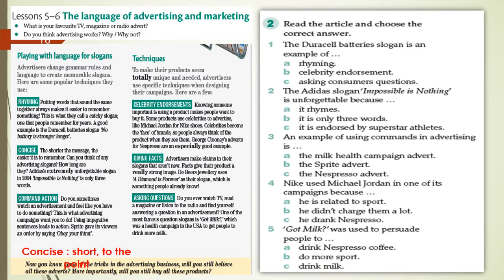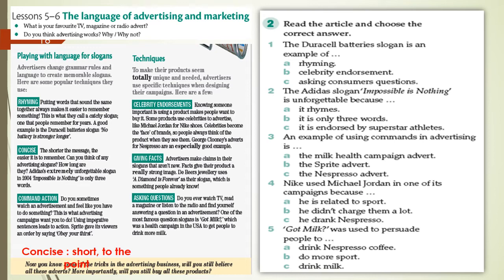Number 1, celebrity endorsement. Celebrity means a famous person, like an actor, like a football player. Knowing someone important is using a product makes people want to buy it. Some products use celebrities to advertise, for example Michael Jordan. Michael Jordan, this is a football player. A player for what? For Nike. Now he is making advertisements for Nike shoes. If you see Michael Jordan making an ad for Nike, you will be eager to buy this product. So celebrities become the face of brands. So people always think of the product when they see them.